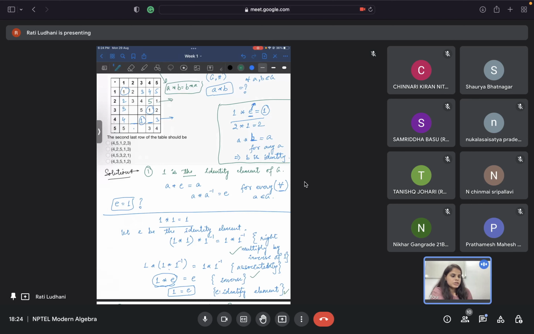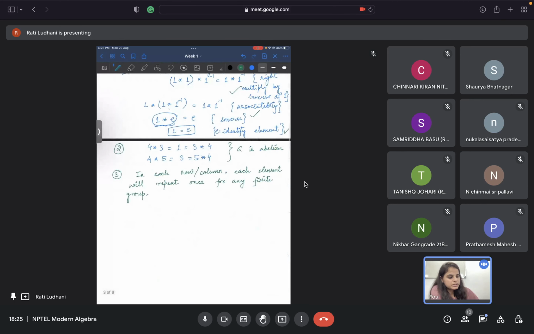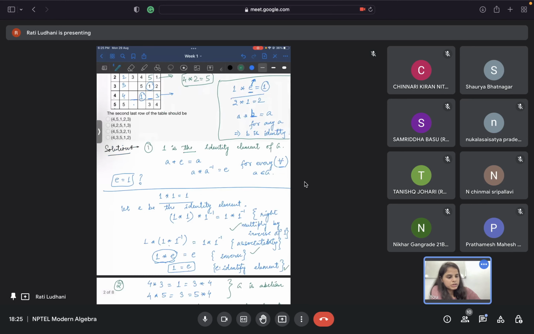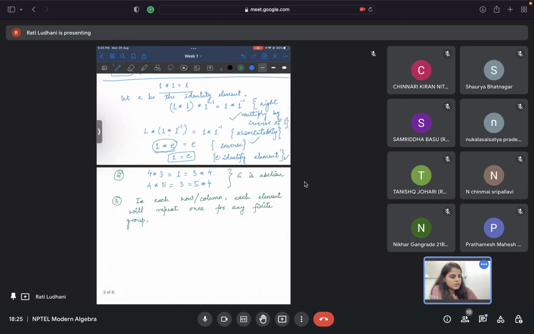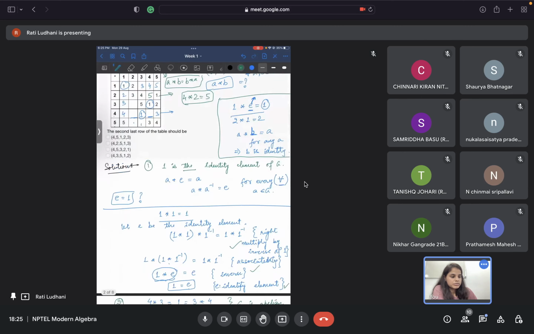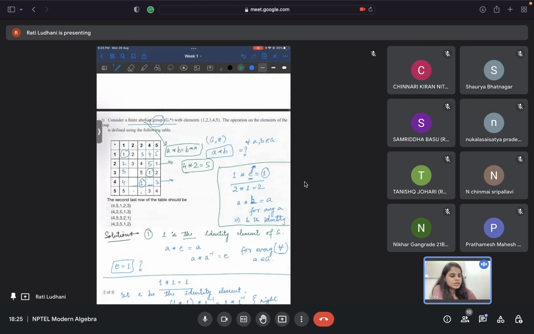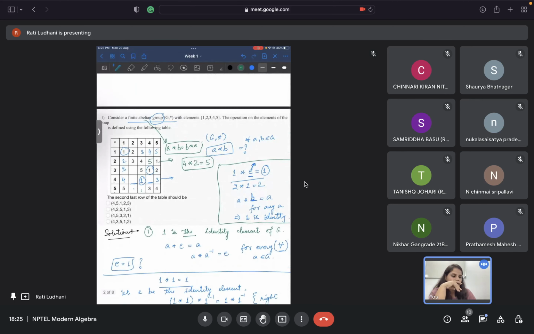We got 4 star 2 here, but why is this 5? This is my question. Basically I'm asking, do you know why this is true in each row or column? Maybe you can see it in terms of column also, this column, this column. Row or column, both are fine. Each element will appear only once for any finite group. So that is my claim. Can you tell me why this is true?